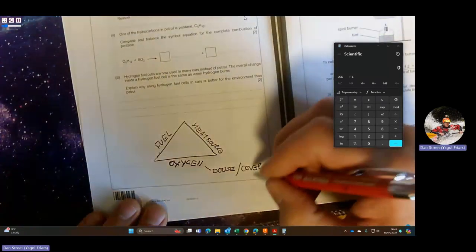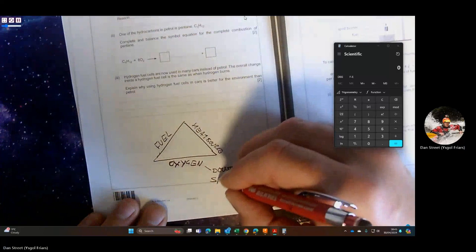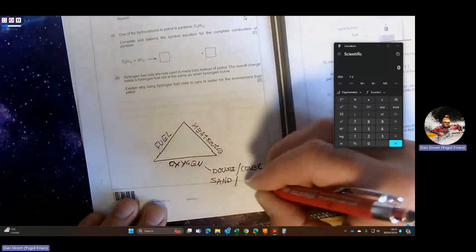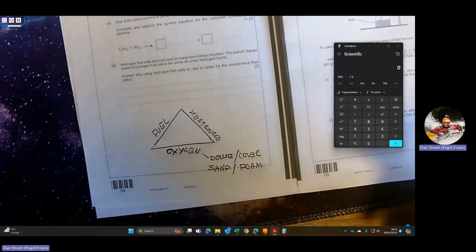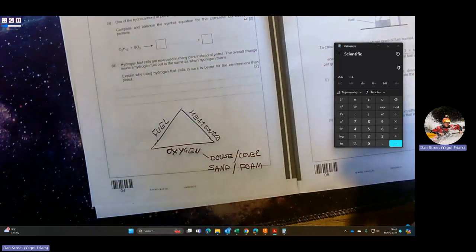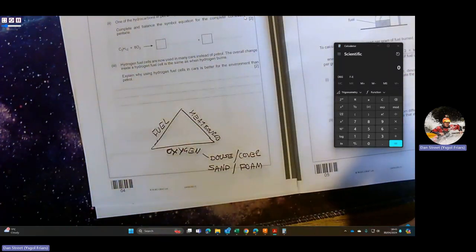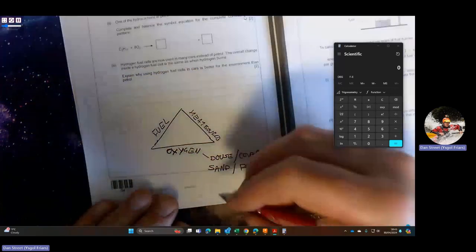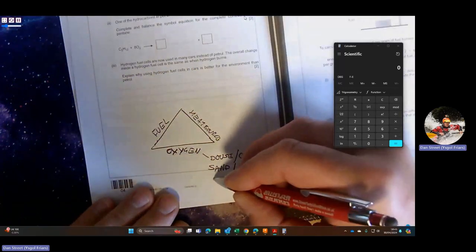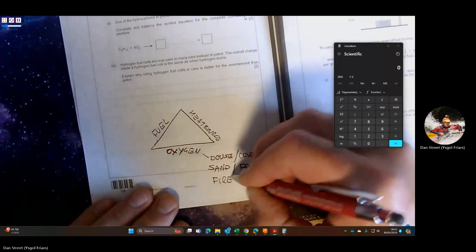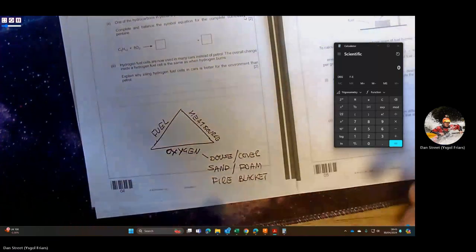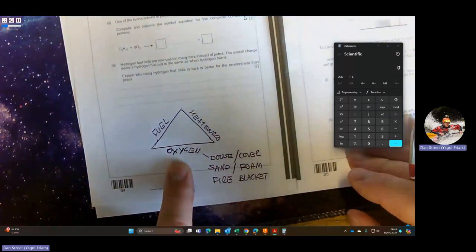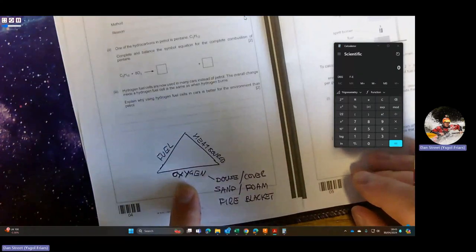Okay, and so we could use sand or foam. It's not a good idea to use water as it happens, because water tends to splash the liquid fuel around. Okay, so that would remove the oxygen. You could also use a fire blanket. Those 3 methods there would remove the oxygen from the fire triangle. Okay, and therefore put out the fire.